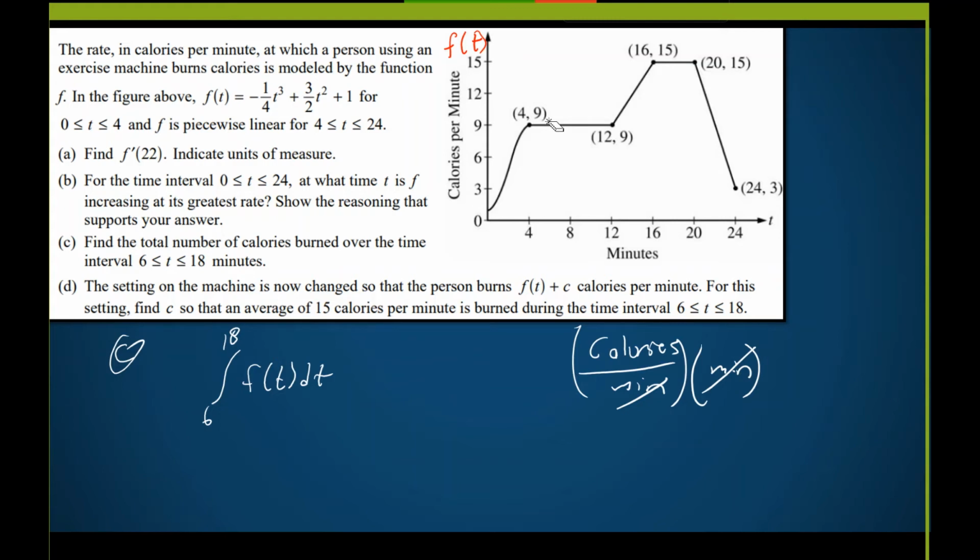Okay, now I don't have a function given. What I've got is a graph. But because integration is area underneath the curve, we can split this up into shapes and just get the area that way using algebra. So I'm going to stick with Abby for the first part. From t equals 6 to t equals 12, what shape could I use to get the area underneath the curve?